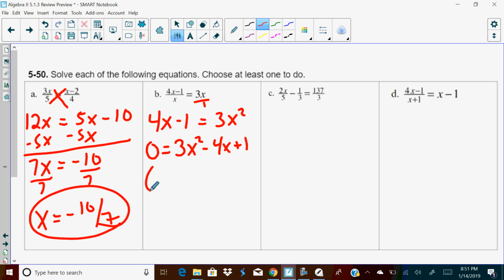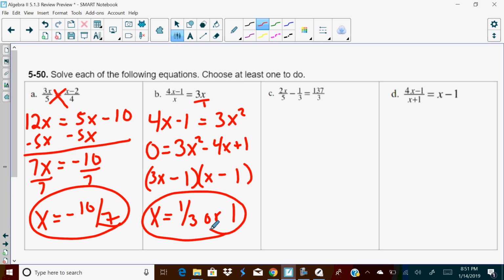So I'm going to factor it. So I'm going to get 3x and x, 1 and 1. I need a negative in the middle, so that means they're both going to be negative. So then x is going to equal a positive 1/3 or a positive 1.